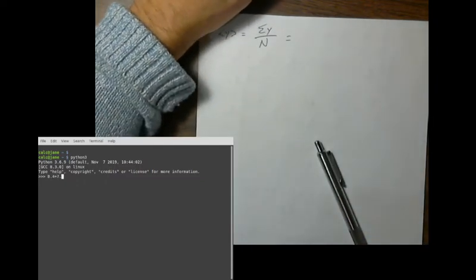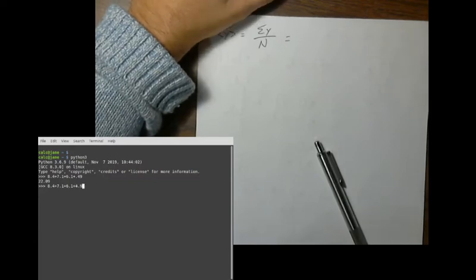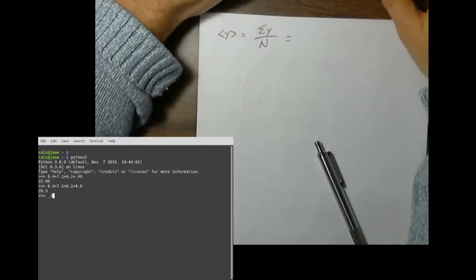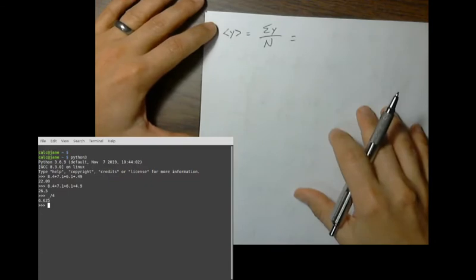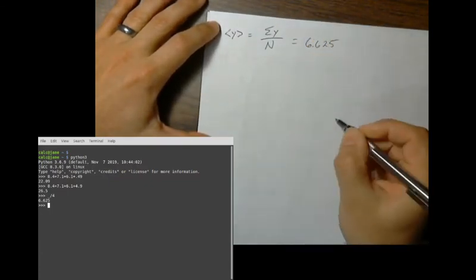So in this case, it's 8.4 plus 7.1 plus 6.1 plus 4.9. And then we need to divide by 4 to find the average. All right, so the answer is 6.625. Good. All right, we've got that.